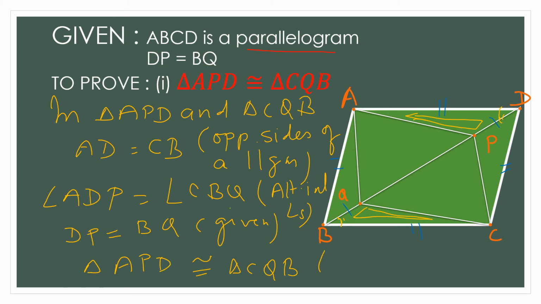Can you tell me the congruence criteria? You have taken side. This was your angle. This was again side. Yes, you got it. It is the SAS congruence criteria.